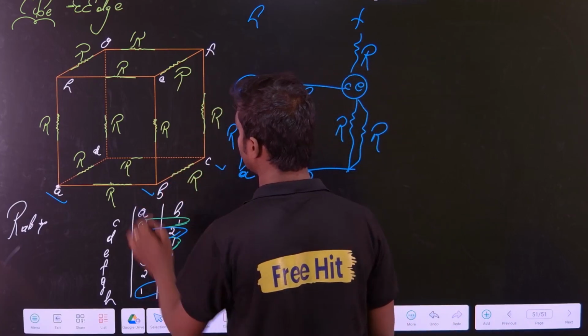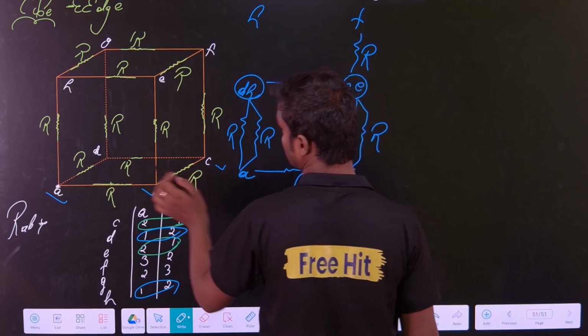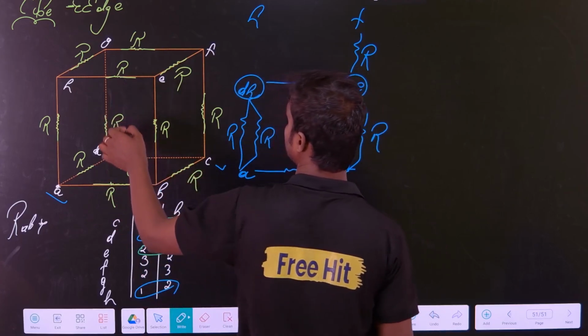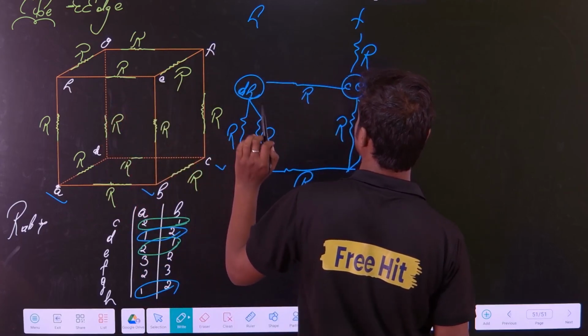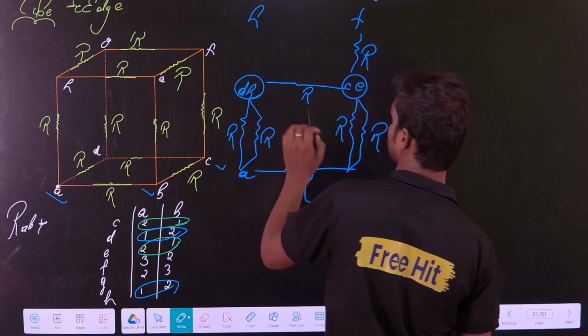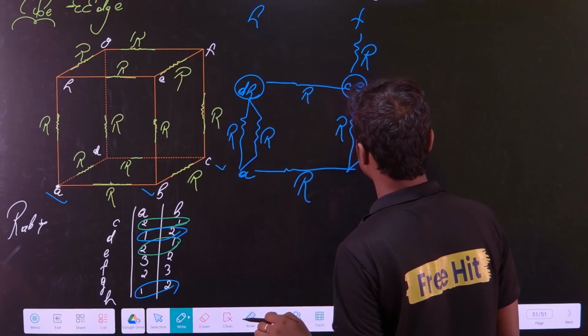Now similarly come to D. D point, D to C, that is done. D to A, that is done. And D to G, D to G we have to write. D to G is, where is G point?